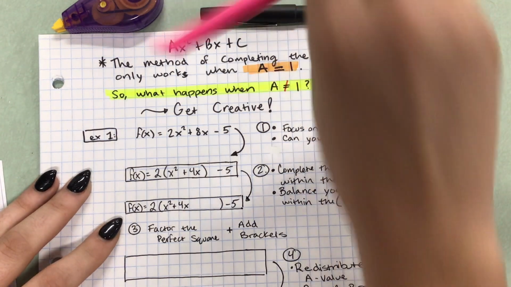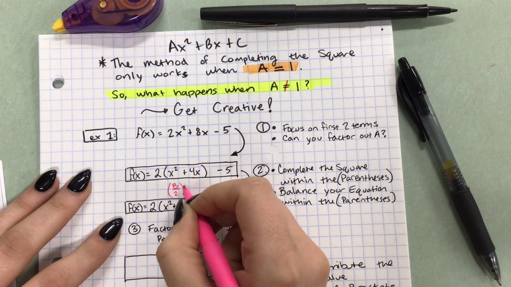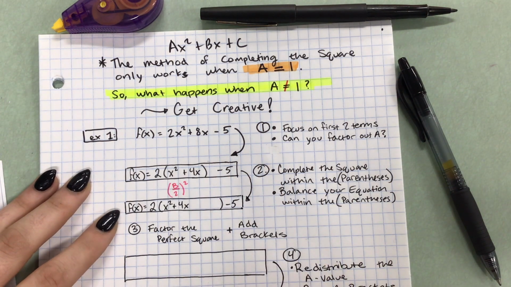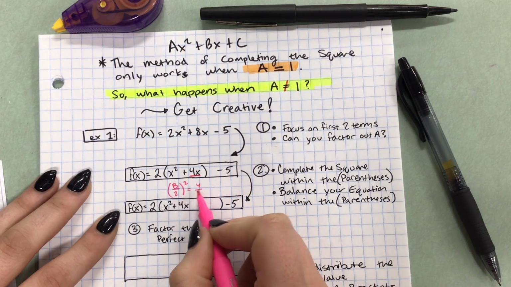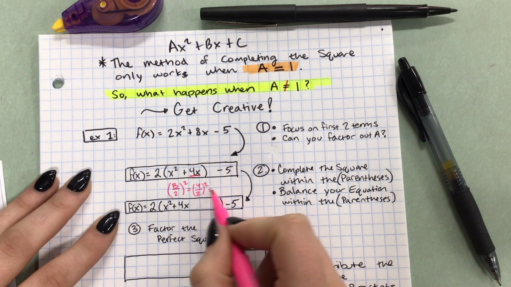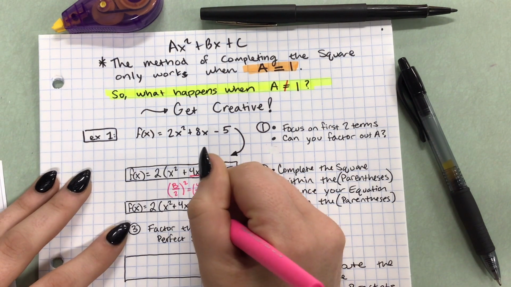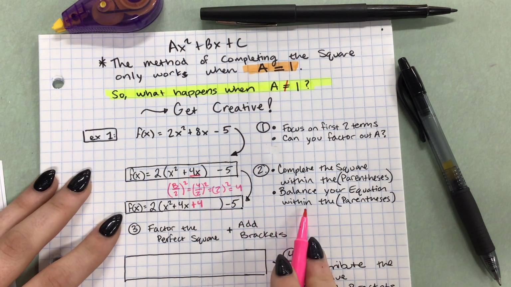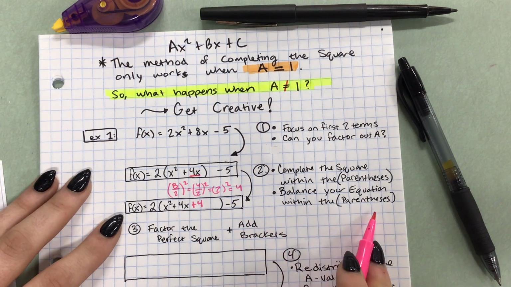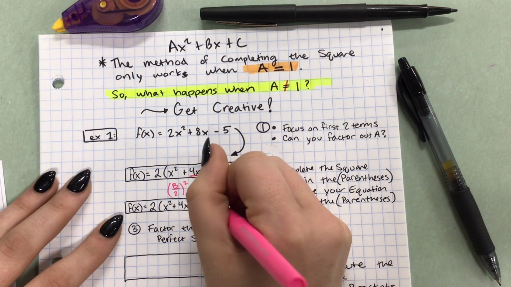For me to complete the square, I'm gonna do my b value, cut in half to the power of 2. So in this case, it would have been this 4. 4 divided by 2 to the power of 2 equals 2 to the power of 2, and then we're back at 4. So I'm gonna add 4, but my equation is not balanced. It says balance your equation within the parentheses. So if I added 4 inside the parentheses, I'm gonna minus 4 inside the parentheses.